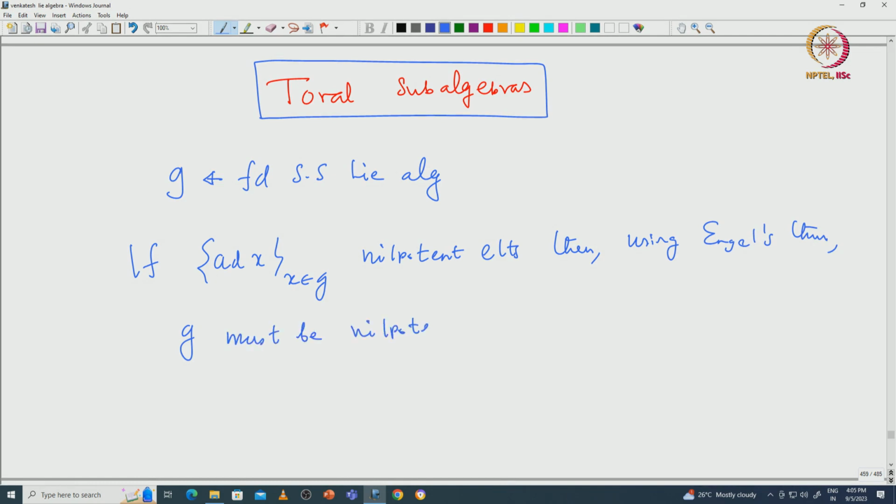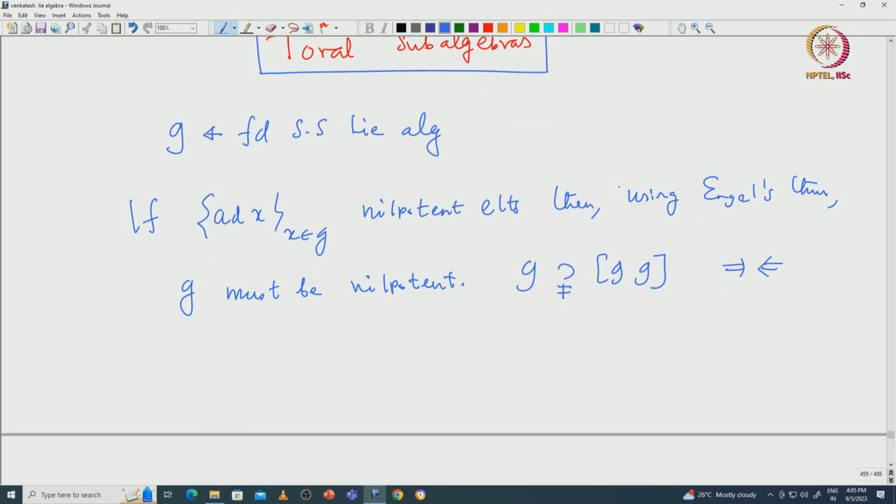So, in that case G must properly contain its derived algebra, but we already know that for a semisimple algebra we do not have this. We have G equal to the derived algebra of G. So, that leads to a contradiction. That means not all elements are ad nilpotent elements.